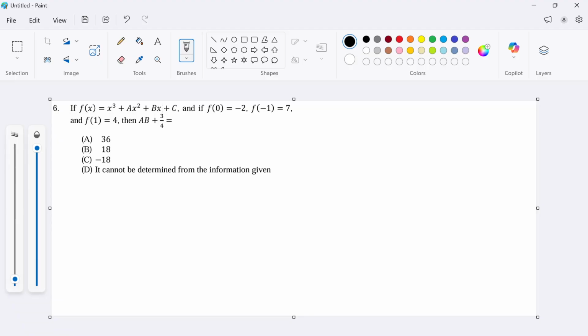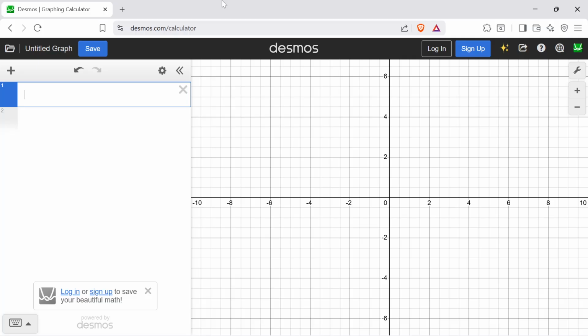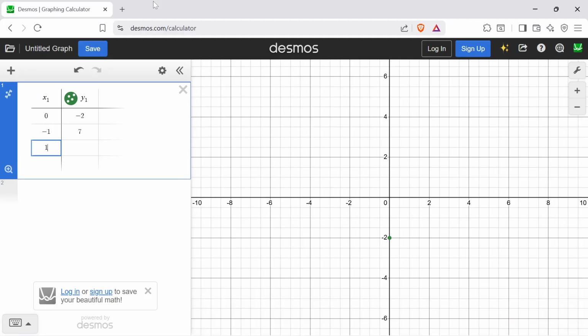That's what I'm going to do now. I'm just going to put these values in, the x values and y values in parentheses. So this is (0, -2), (-1, 7), and (1, 4). I'm going to put that into Desmos as a table. You can do this on a TI-84 as well, but I like Desmos.